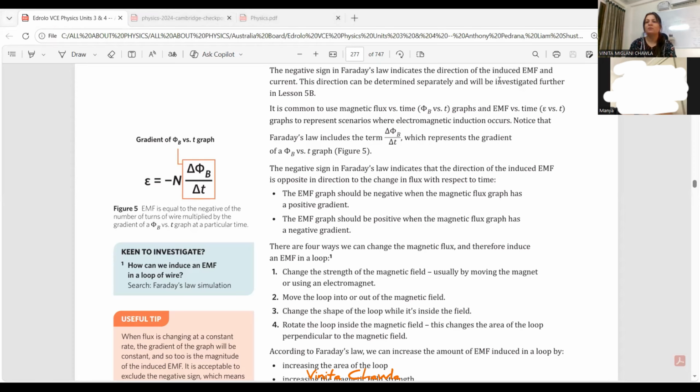So in the previous section, we had one question. We had discussed the phi versus t graph, the magnetic flux versus time graph. From the magnetic flux versus time graph, we can also draw the induced EMF versus time graph, right? This is the formula of induced EMF: minus n del phi by dt. So the EMF graph should be negative when the magnetic flux graph has a positive gradient.